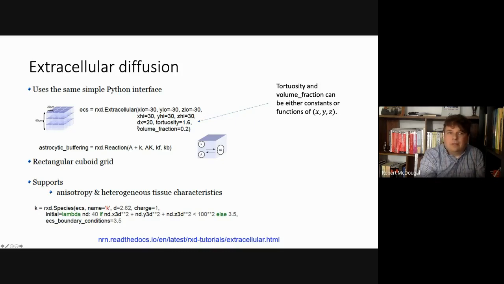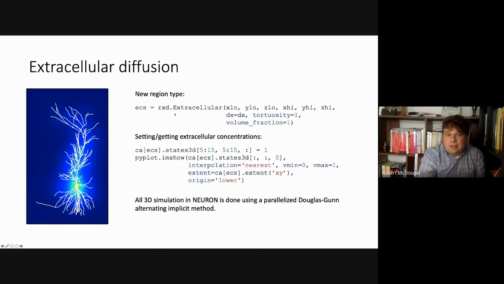Neuron only supports a relatively coarse grid at the level where we can collapse all of the details about the blood vessels and everything, and the tortuosity and volume fraction. But once you have this, it's just a regular region. You use it the same way that you use any other region, and then you define your region, and here's one way of plotting it.